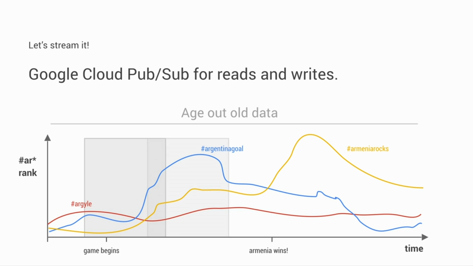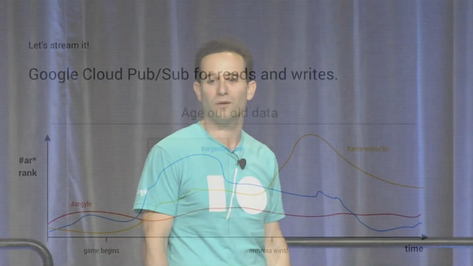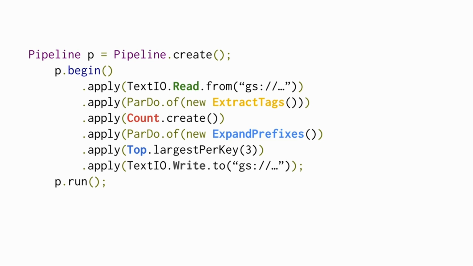So what does it take to go from this to actual code, to change my pipeline to be a proper streaming pipeline? Again, with Dataflow, very, very little. So here is the pipeline we wrote earlier, the batch pipeline for tweet analysis. And let's change this to be a streaming pipeline.